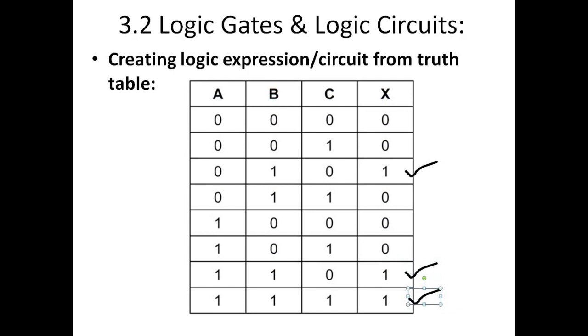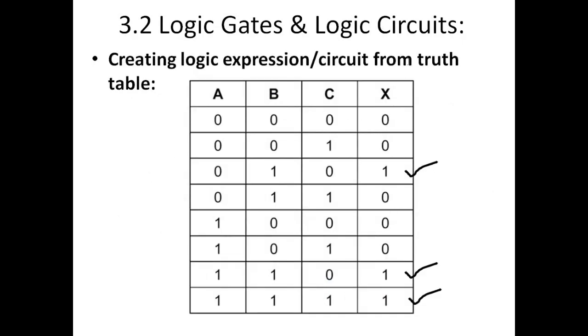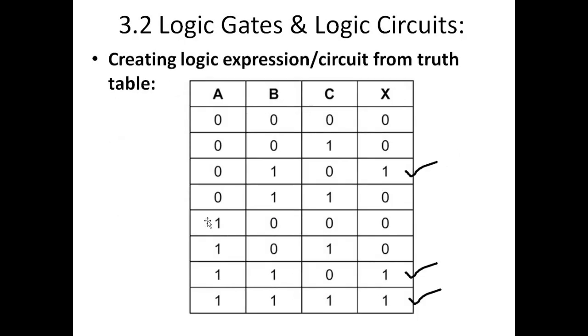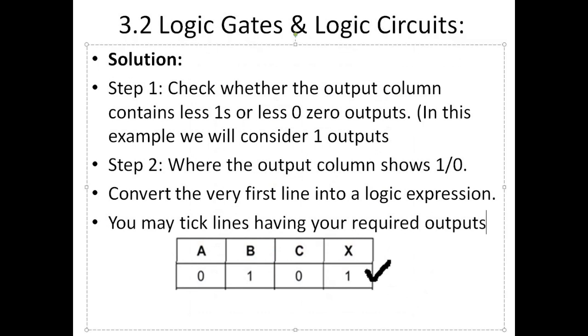This would be your first step. Then what you are going to do is, wherever the output column shows 1 or 0, like over here we have chosen 1, convert the very first line into a logic expression. Our first line is this, where A is 0, B is 1 and C is 0. I have separated it over here as well.